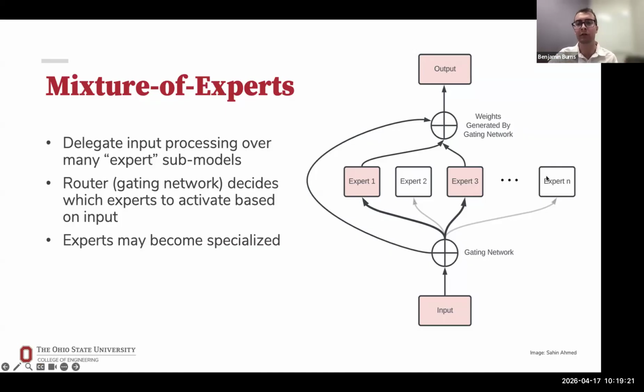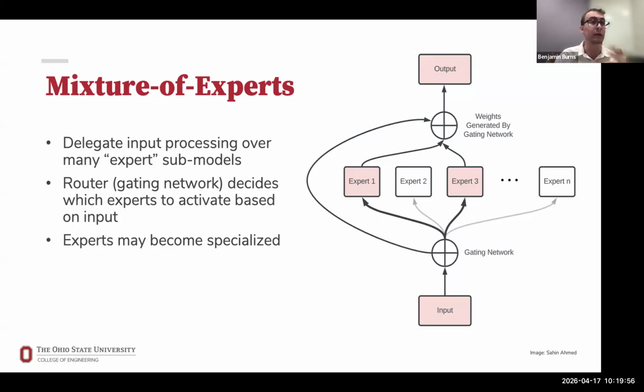So each of these experts here is usually a very simple neural network, an MLP, and our input first passes through a gating network, or more often referred to as a router, which determines which experts to activate based on that input. And then the output of the mixture of experts layer is more or less a weighted average of the activated experts' outputs. So in this way, the router and the experts can work in tandem to learn specialized pathways for different types of inputs.